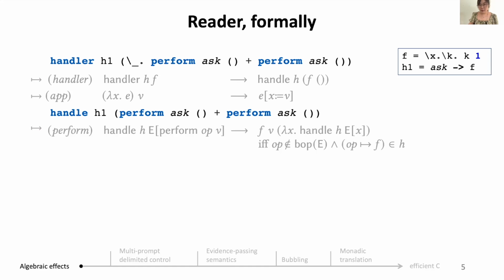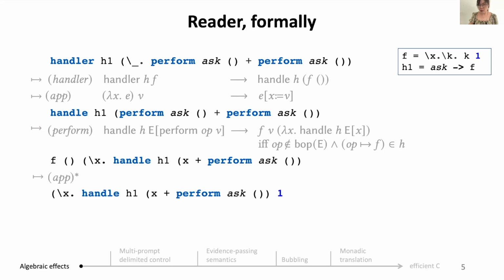Now we evaluate the first perform. We need to find the innermost handler, in this case h1. So we evaluate the expression into f, applied to the argument unit and the resumption. F says it's going to apply its second argument to 1, which further gives us this. As the second perform ask will be handled in a similar manner, the final result would be 1 plus 1, which is 2.